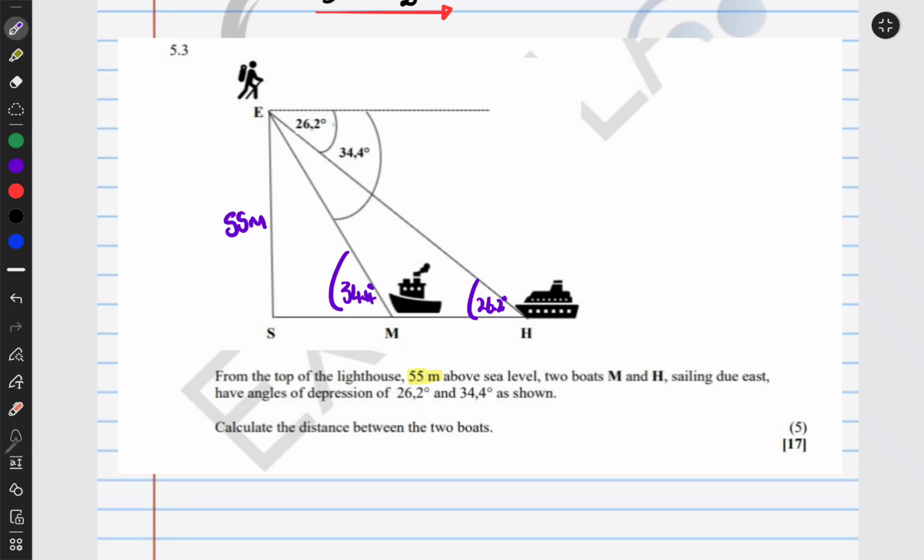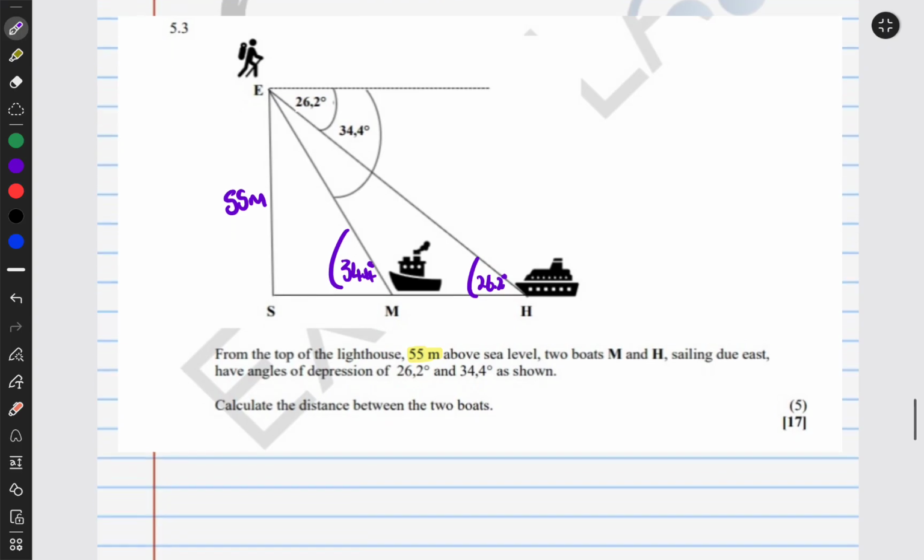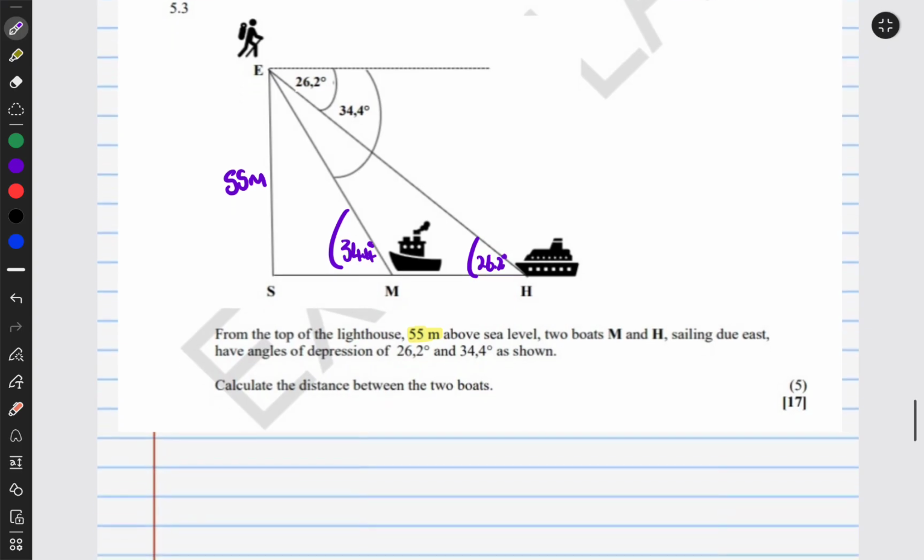Two boats, M and H, sailing due east, have angles of depression of 26.2 degrees and 34.4 degrees as shown. Calculate the distance between the two boats. So first thing first, you have to notice what I've already identified for you, those angles. So, this is 5.3.